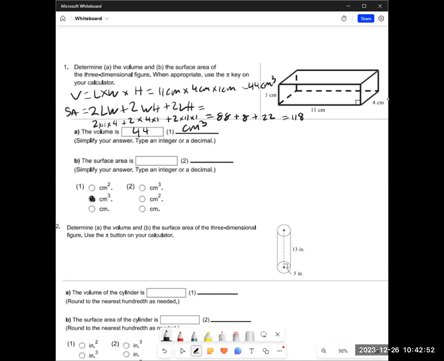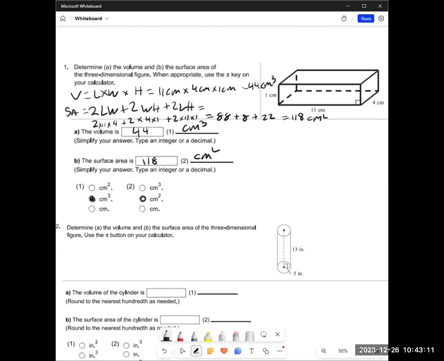And this is area, so this is going to be square centimeters. That's what surface area is: the amount of material that it would take to make the outside of the box. The volume is the amount of stuff that would fit inside the box.